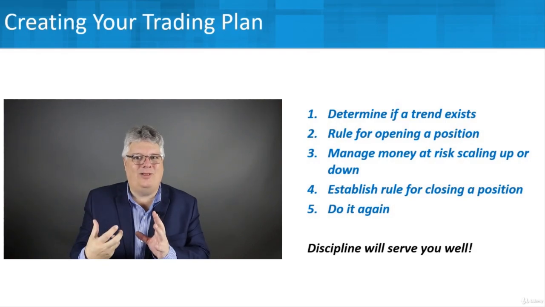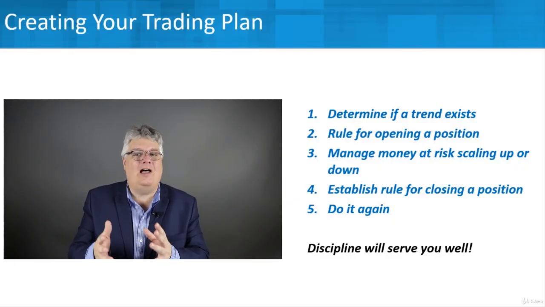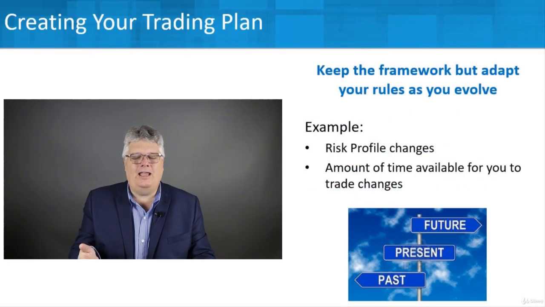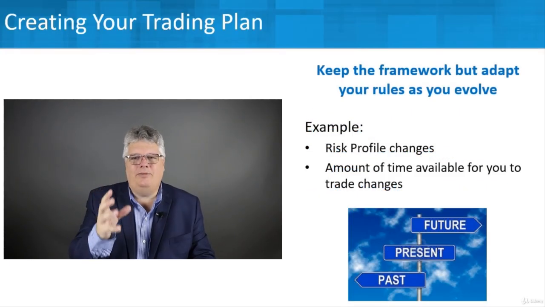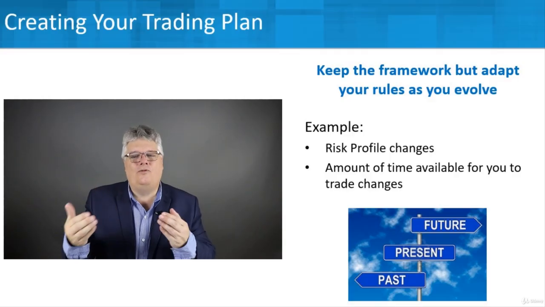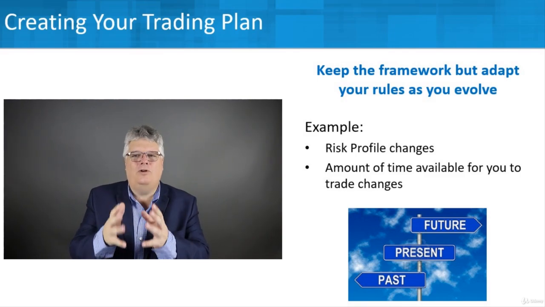If you follow your plan here, as you deviate from any of these 5 points in the plan, then it gets a little bit less efficient and maybe less profitable for you. So follow these guidelines, and then you can build on this framework as far as creating your own type of plan. And that's the last thought there: keep that framework, but adapt your rules as you evolve. Because you will evolve as a trader, especially if you took the course because you're a little bit newer, maybe brand new to this. You will evolve.